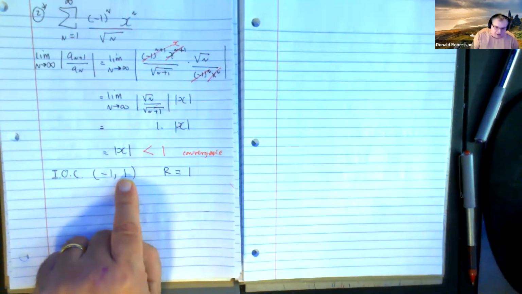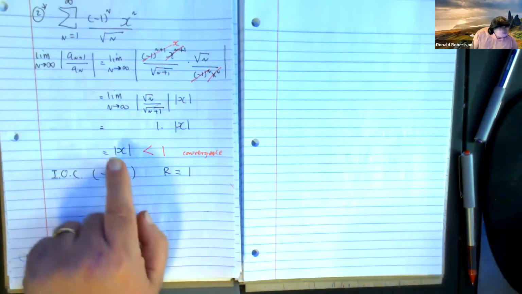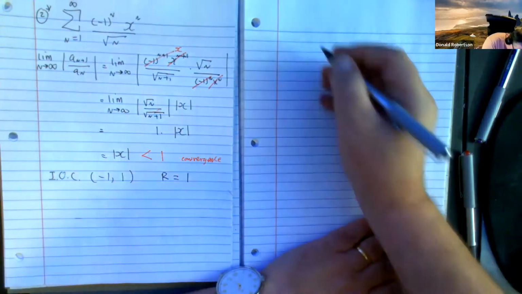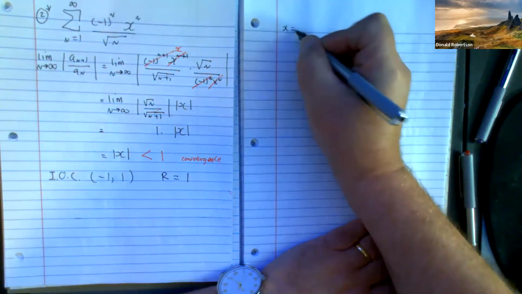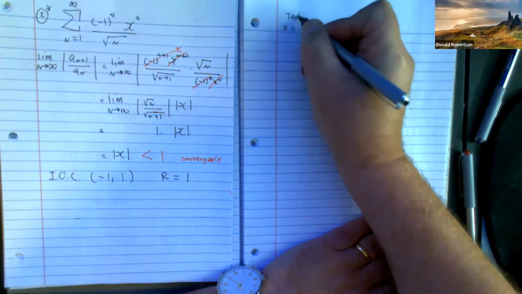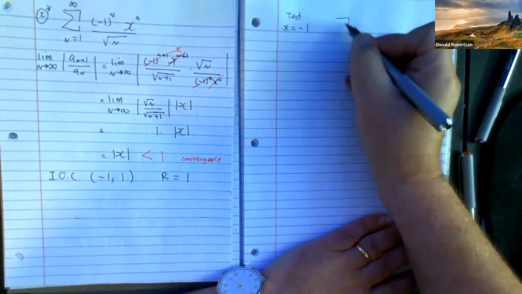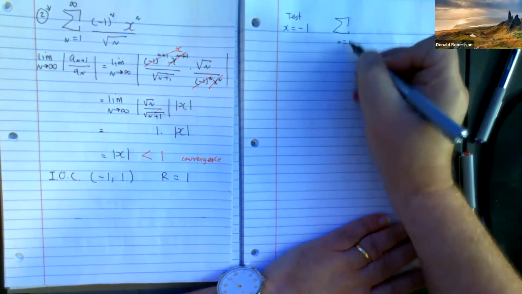Now, the next bit just takes time. Don't we have to test each endpoint? Because it might be I can use -1. It might be I can only use 1. It might be I can't use any of them, and that happens, that's fine. Let's see what happens. I'm going to test the endpoint. So I'm going to test x is -1 first. Here is my power series.